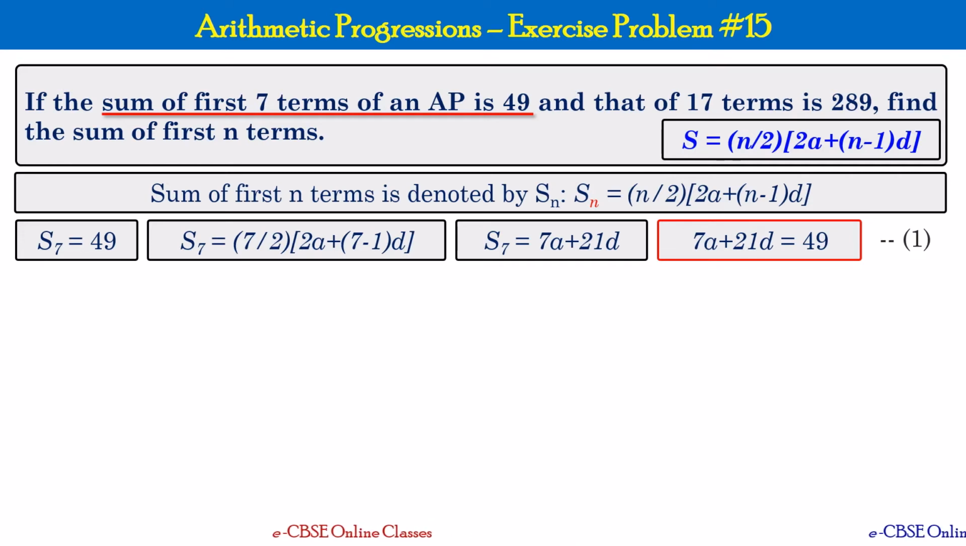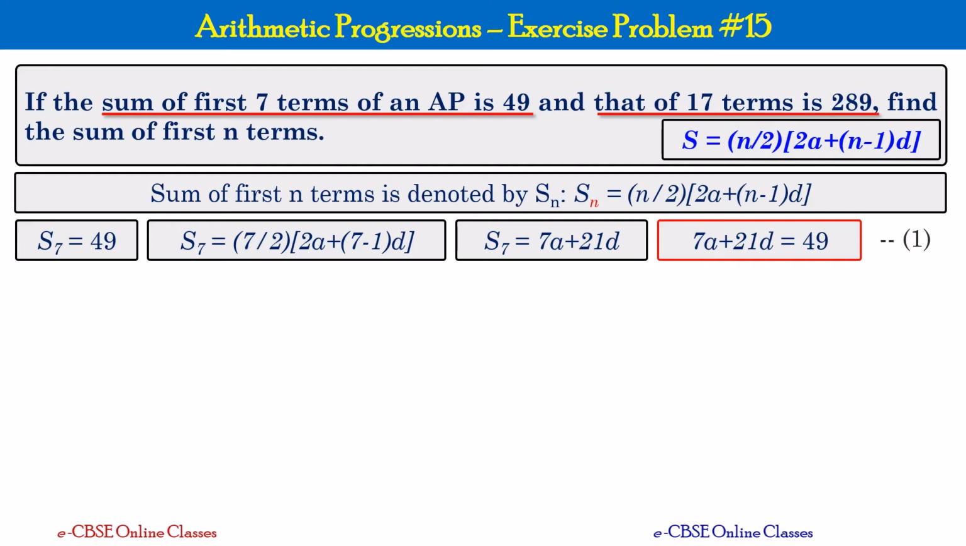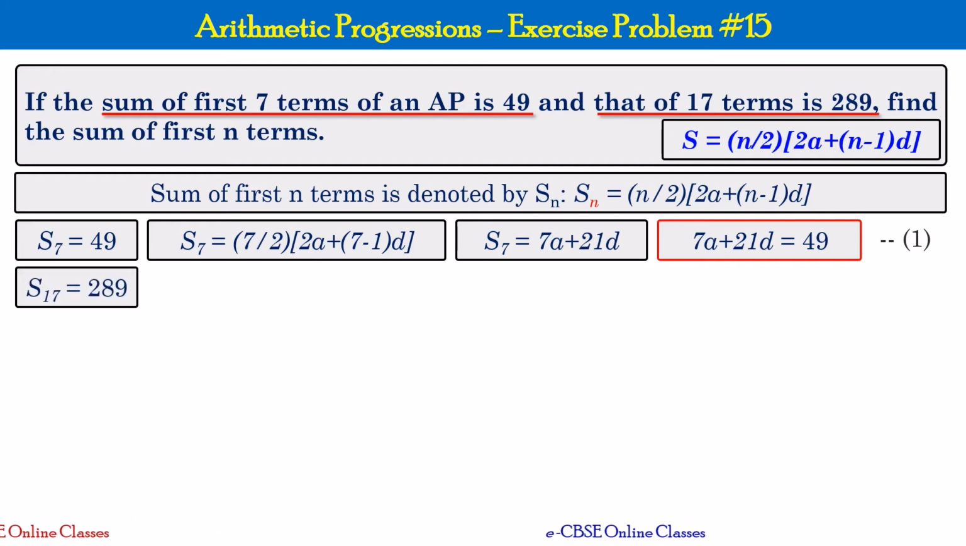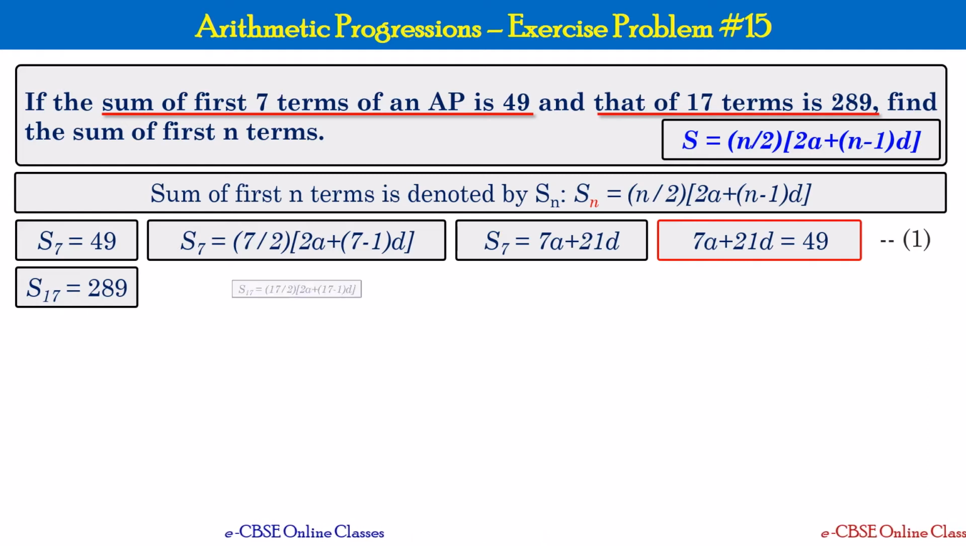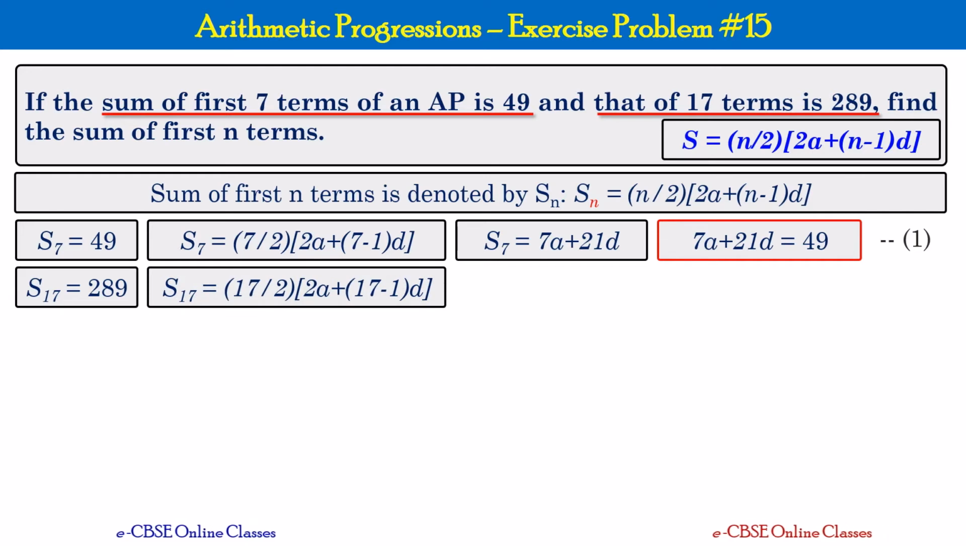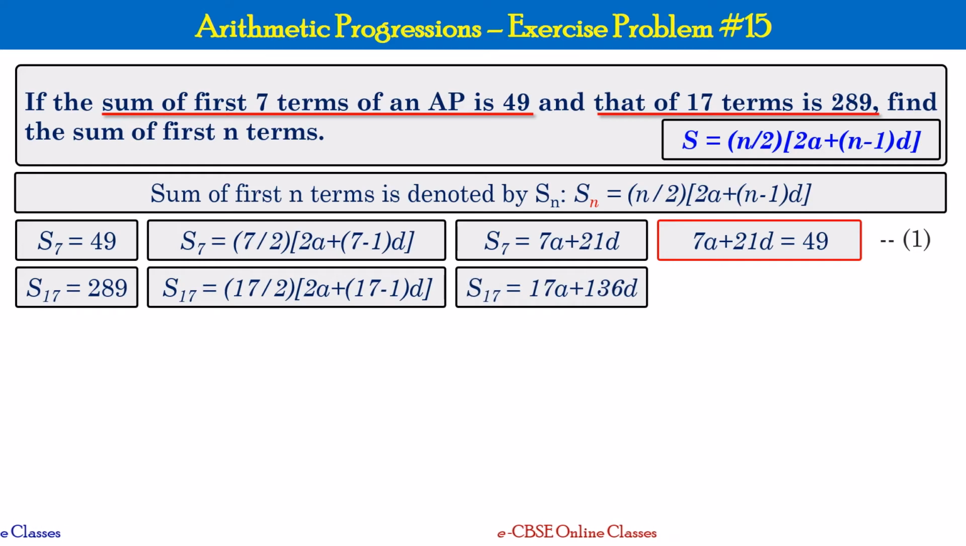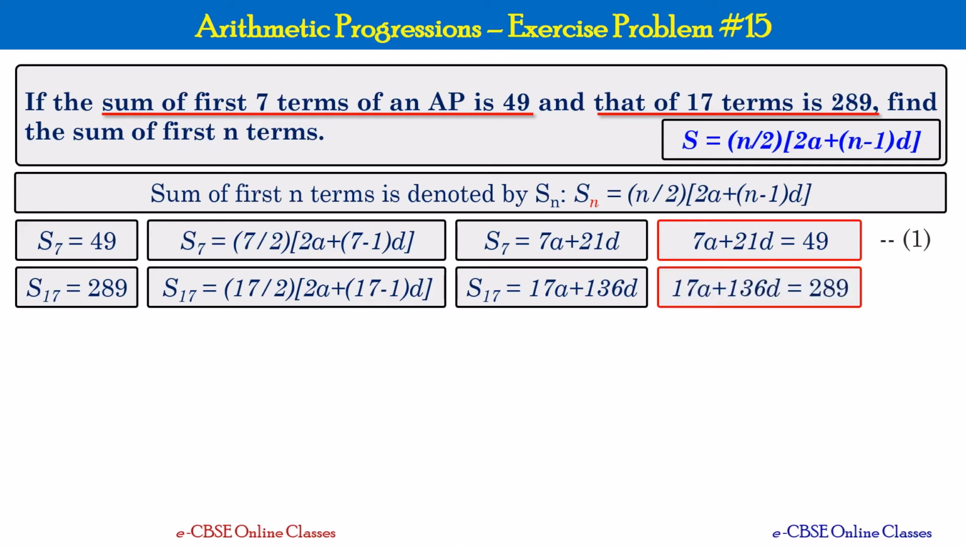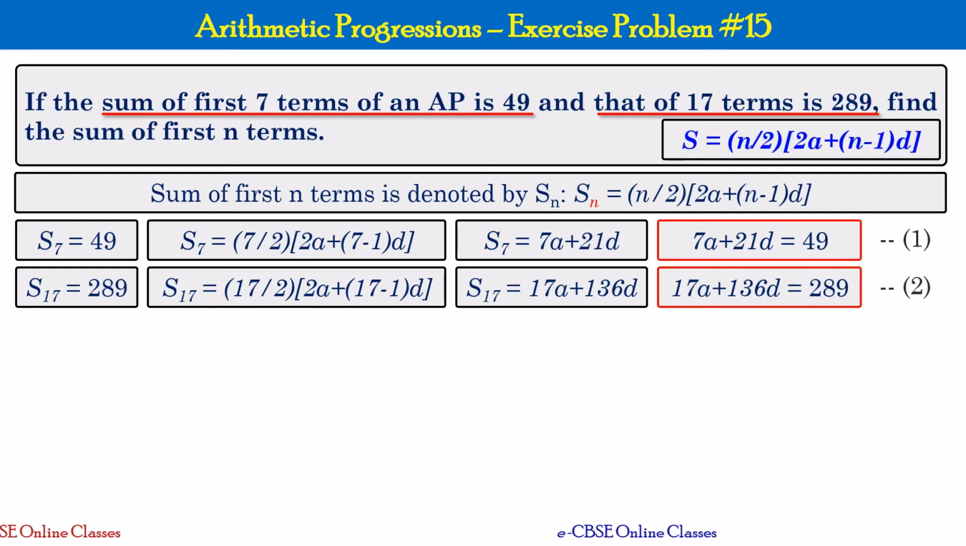What else is given for us? Sum of 17 terms is 289. So S17 equal to 289. When you substitute n as 17 in the above formula, S17 is equal to 17 by 2 times 2a plus 17 minus 1 into d. After simplification, S17 is equal to 17a plus 136d. So 17a plus 136d is equal to 289. Let's call that as equation 2.